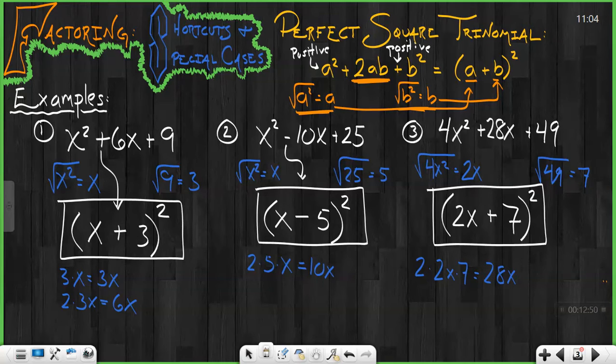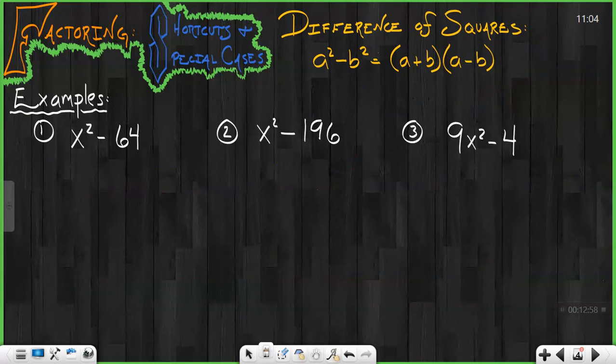If it's not positive, sometimes you can change it by pulling out a -1 as your GCF. You'll talk about that more when we look at factoring completely. Let's look at our next special case. The next special case is a difference of squares.